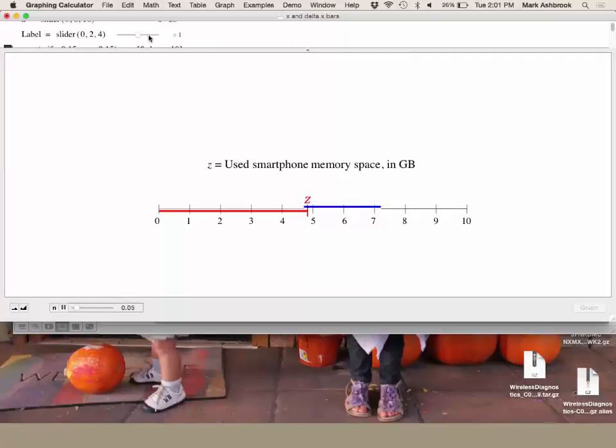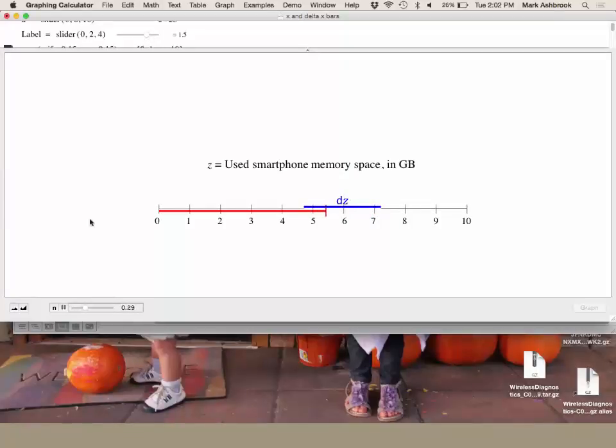Is the length of the blue bar changing? No. Is it changing? So the first he nailed it. I just mean that the blue bar is a change in Z. So what are we seeing?